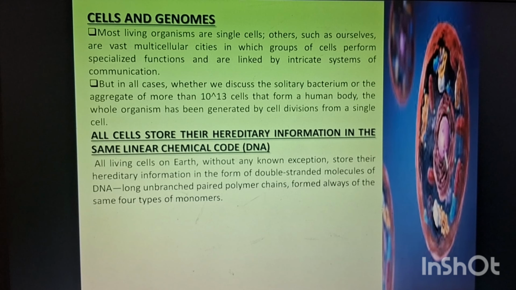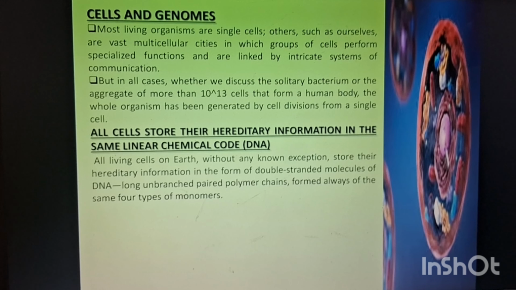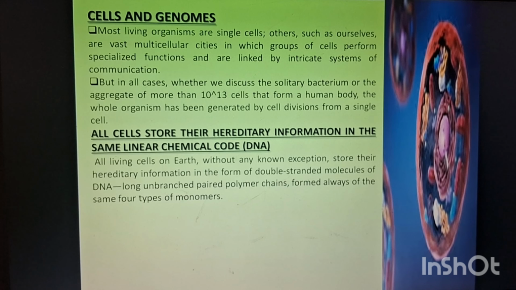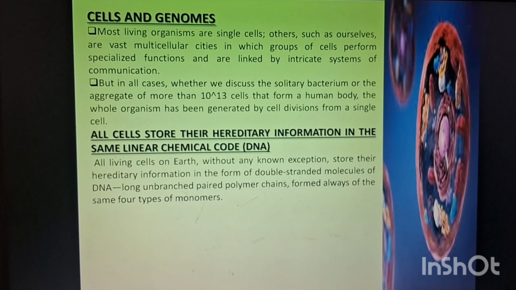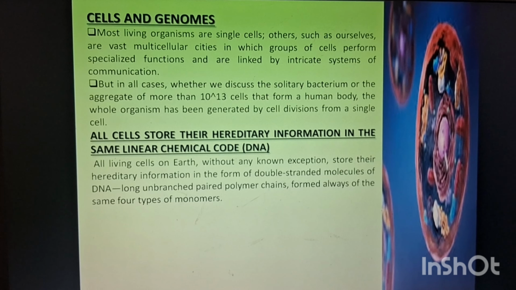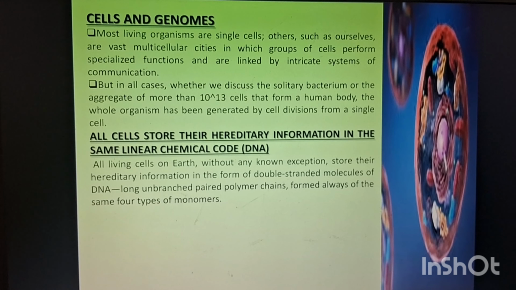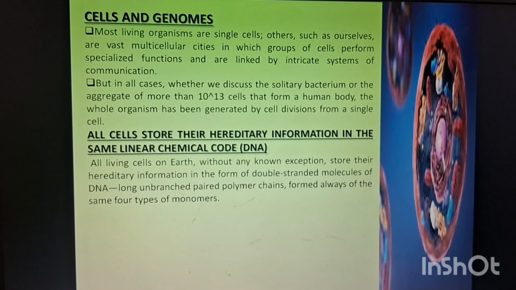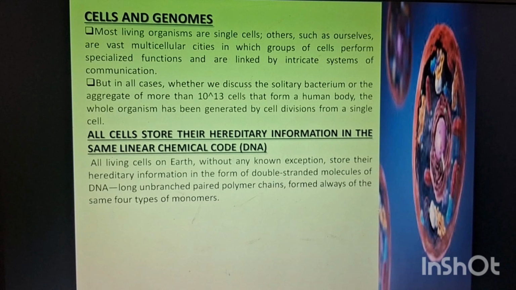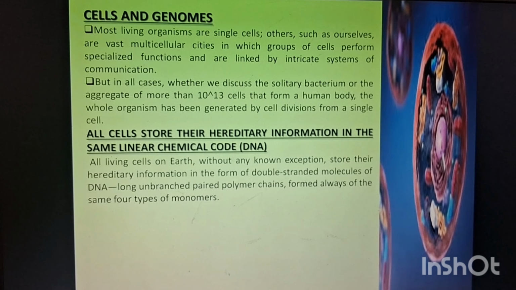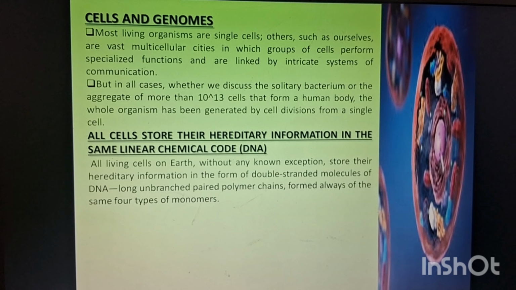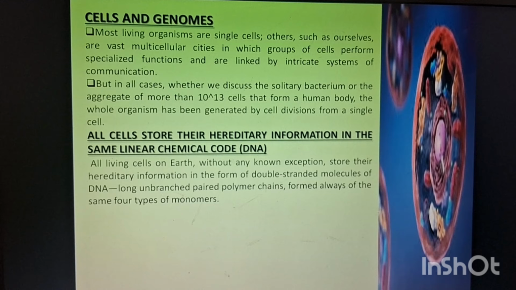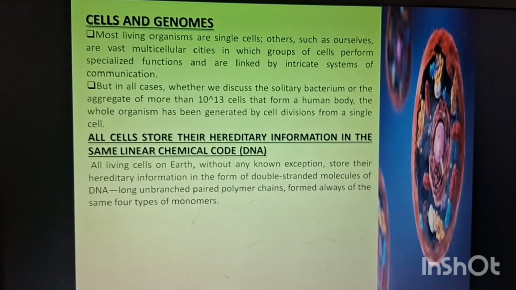from a single cell. Next, all cells store their hereditary information in the same linear chemical code that is called DNA. All living cells on Earth, without any known exception, store their hereditary information in the form of double-stranded molecules of DNA, long unbranched paired polymer chains formed always of the same 4 types of monomers.